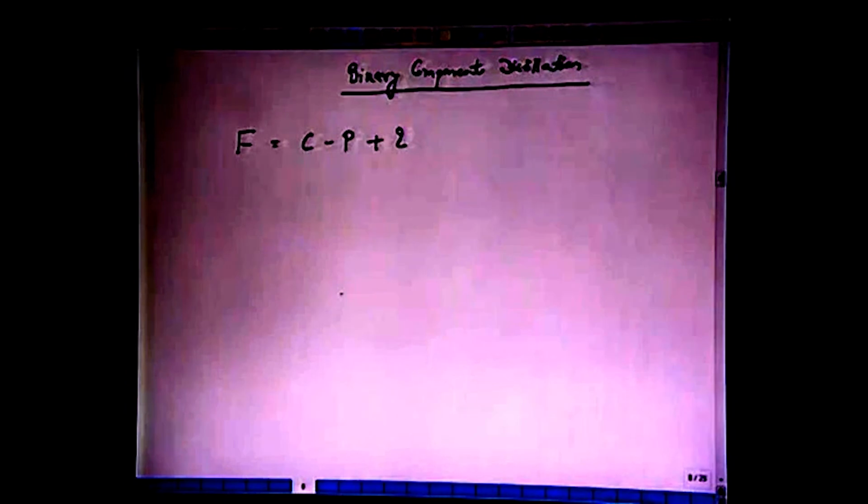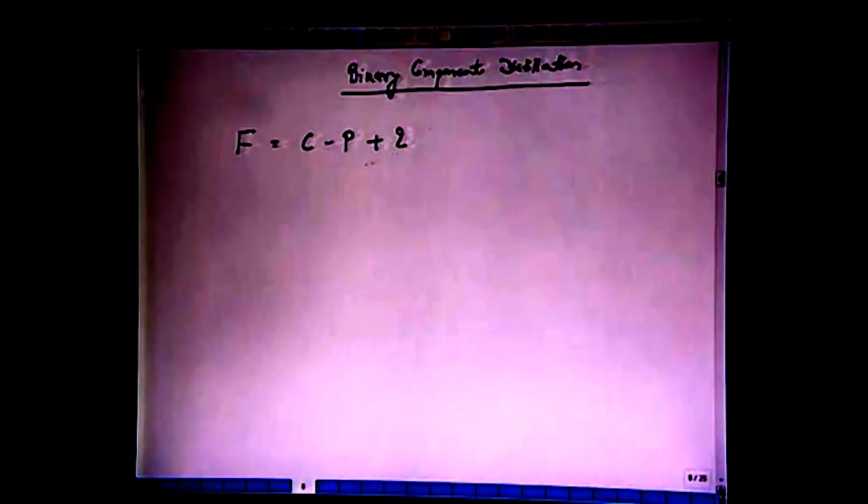So for simplicity, we will focus mostly on binary component distillations, and we will spend a very small amount of time on multi-component distillations. First thing is of course degree of freedom, which we know from your previous course on thermodynamics. Degree of freedom can be written as C minus P plus 2.